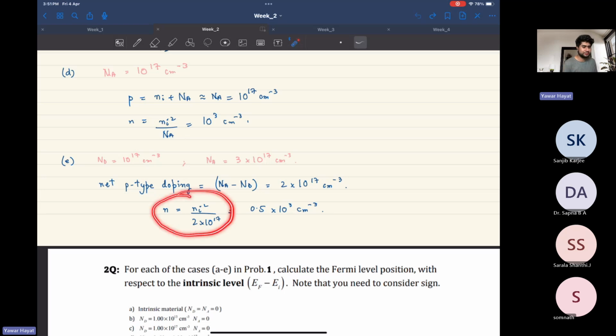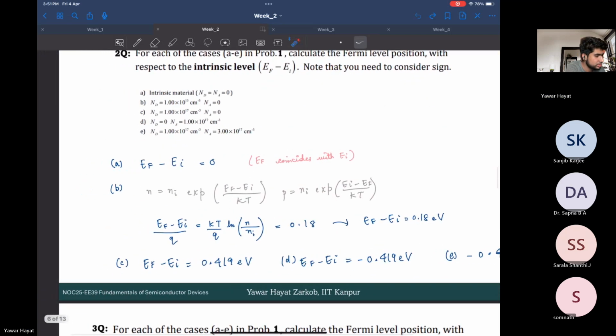So your N would be Ni square by this, 2 times 10 to the power 17. And if you calculate that, it comes to about 0.5 times 10 to the power 3 per centimeter cube. Okay. So now we have question number 2.